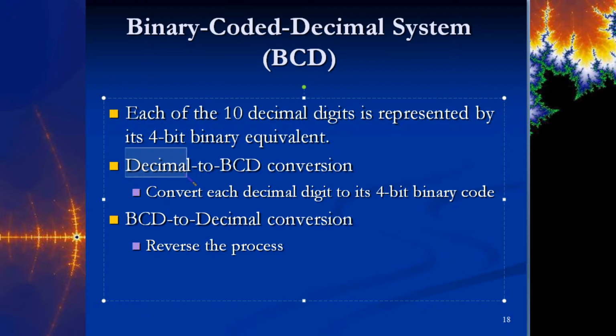BCD is always a 4-bit binary equivalent. So that means it only counts from 0000 to 1001, which is 9. So it counts from 0 to 9. It only uses the first 10 binary digits. Okay, so it does not go all the way up to 1111. So it just says convert each decimal digit to its 4-bit binary code. So it's pretty simple. Okay, I'm actually going to go to the board here to show you the differences.